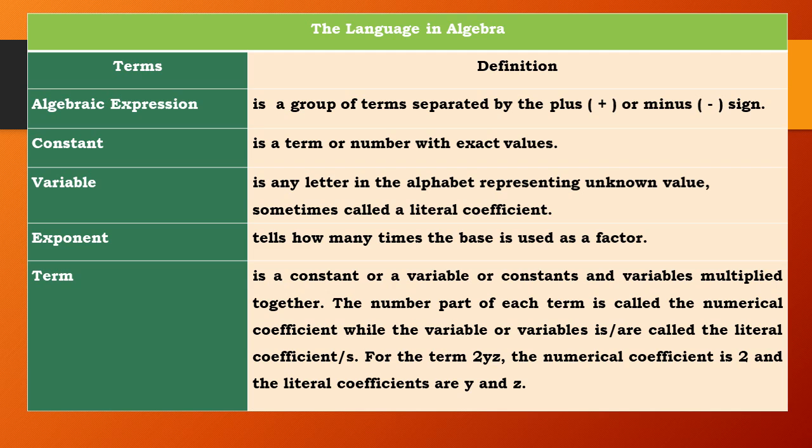Next, variable. Variable is any letter in the alphabet representing a known value, sometimes called a literal coefficient. So as you can see, variable is any letter. So that is the letter in the alphabet.